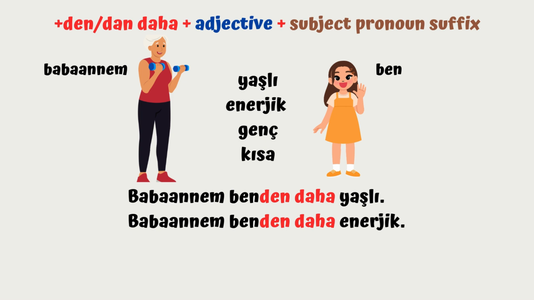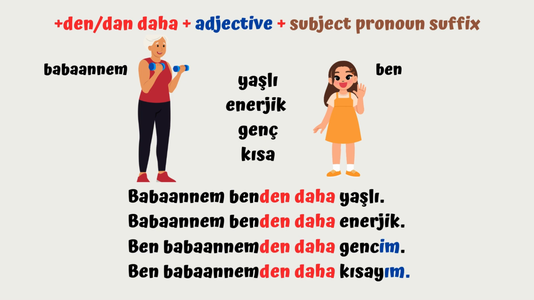We don't have any subject pronoun suffixes there because babaannem is o. O doesn't have any subject pronoun suffix, if you remember. But if you use ben as the subject, you have to put the subject pronoun suffix. Like these examples, let's take a look at them.